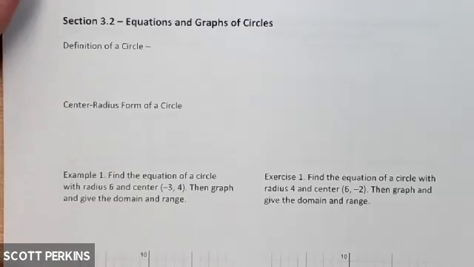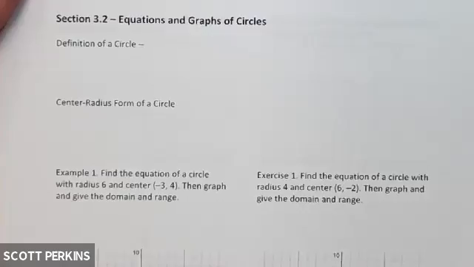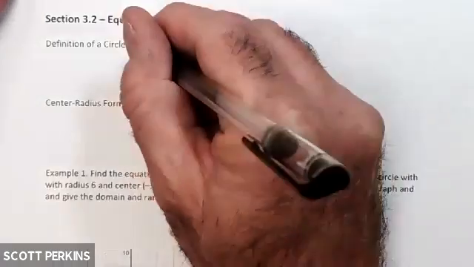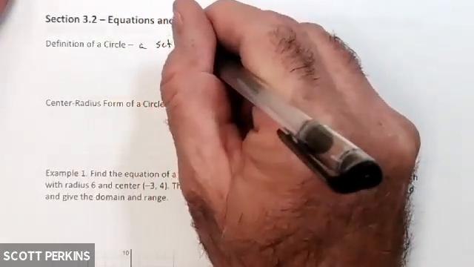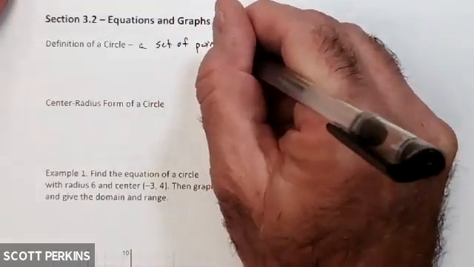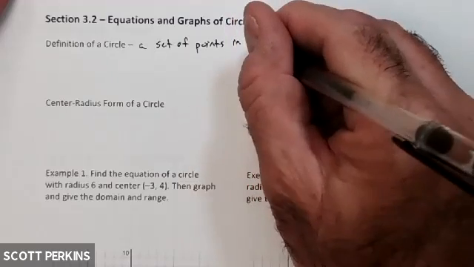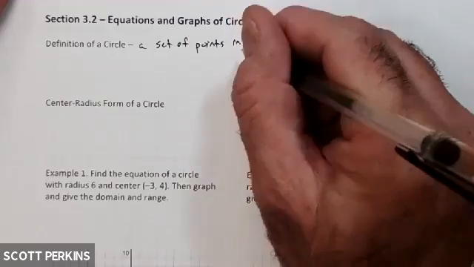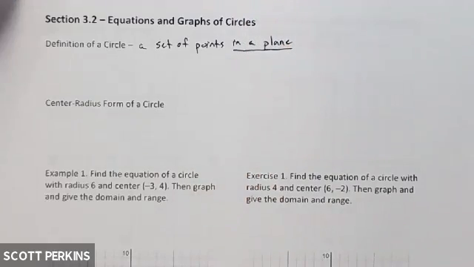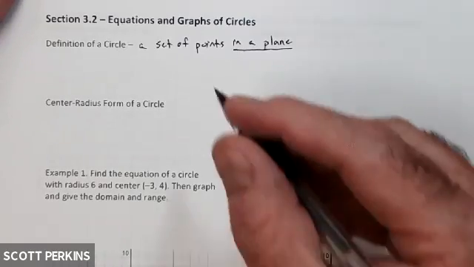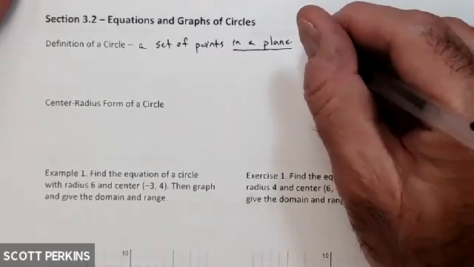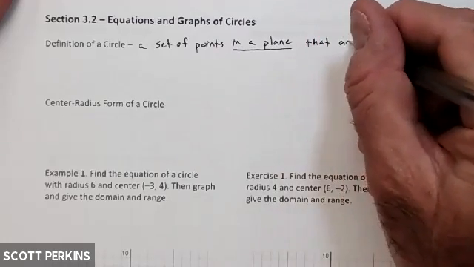So here we go. First thing I'm going to do for you is define what a circle is. A circle is a set of points in a plane. That's important to note because if I change it to a set of points in space, then I'm defining a sphere. A sphere is a very similar definition, just in a different realm. So it's a set of points in a plane that are all the same distance.